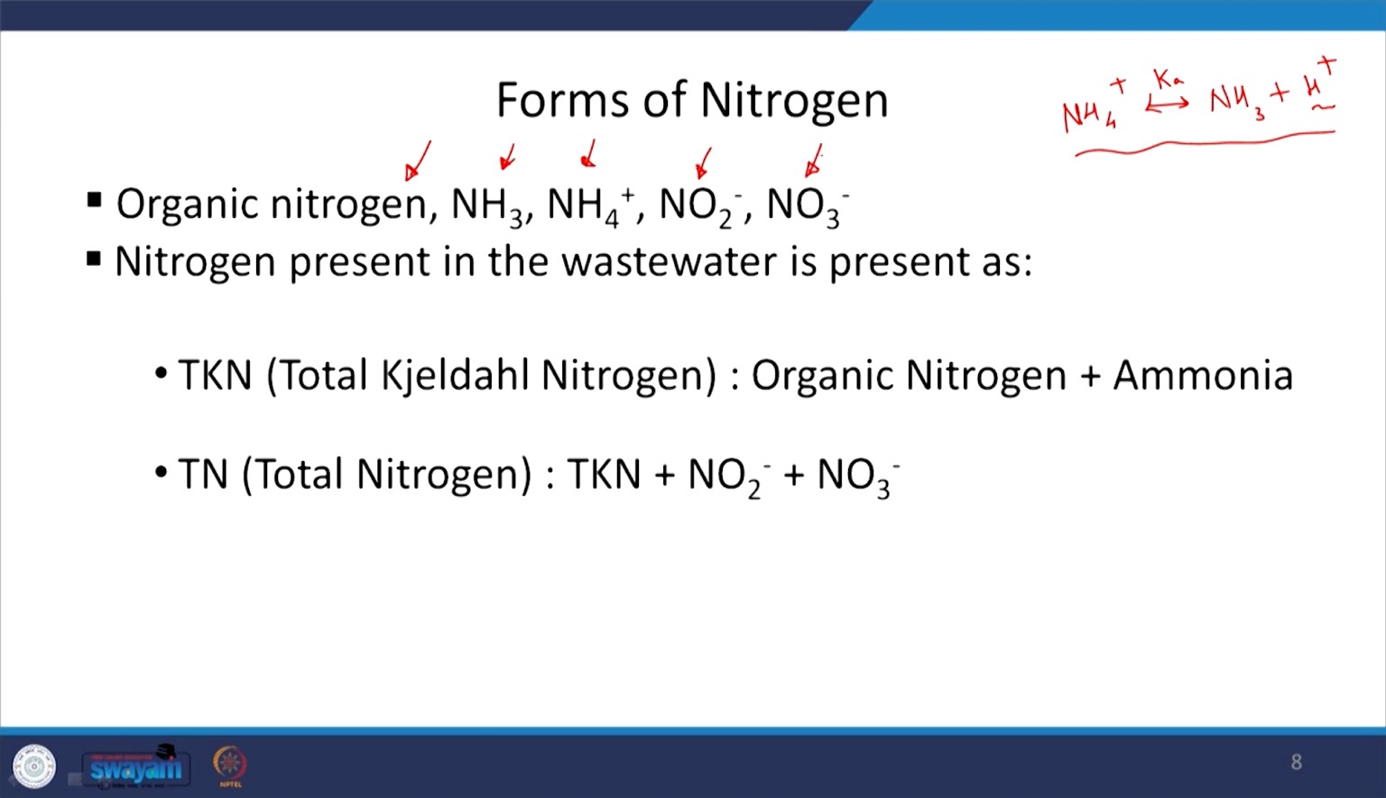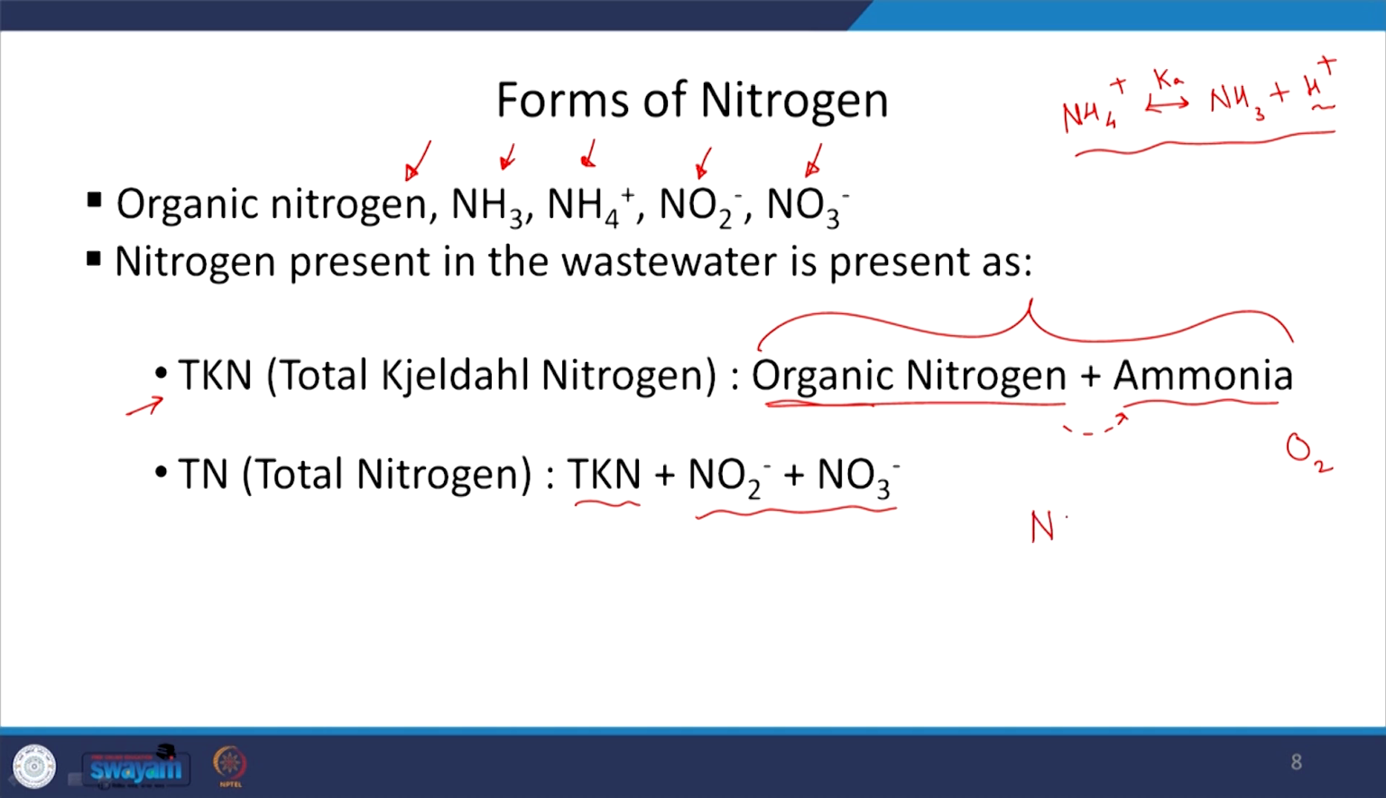Typically, we measure them as TKN, Total Kjeldahl Nitrogen. That will give me an idea about both the organically bound nitrogen and ammonia. Why am I concerned typically about this? Because this is the nitrogen content that can consume oxygen. That is why I am concerned about TKN. And in general, organic nitrogen is relatively easily degradable into ammonia. And total nitrogen, as the name indicates, is TKN plus the oxidized forms of nitrogen, which are NO2- and NO3-.